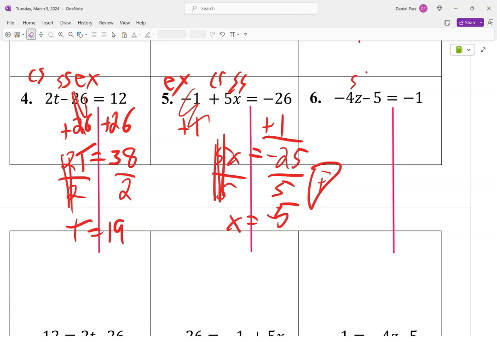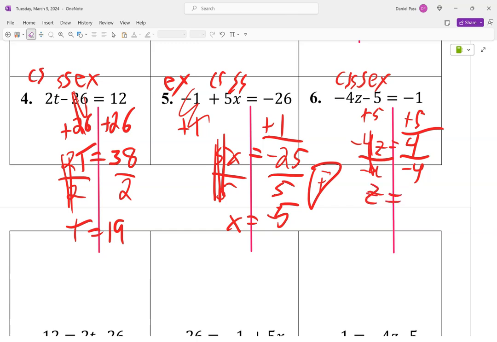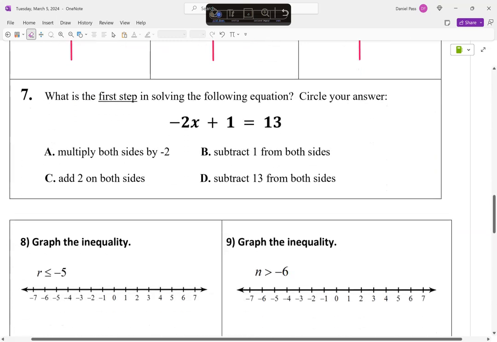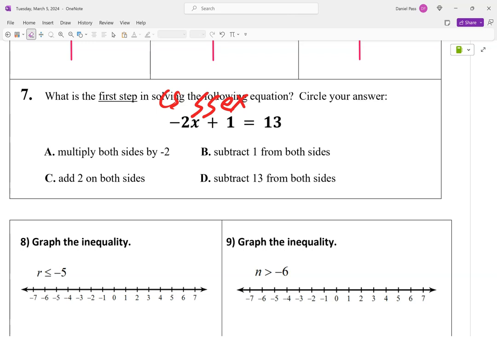I'm going to do this super quick because we're running out of time. Negative 4z is equal to positive 4. Okay. Z is equal to Dorito Man, negative 1. All right. Number 7, you're not there. What's the first step on this, everybody? Superstar, co-star, extra. What's the first step? Subtract 1. Yeah, subtract 1. It's the extra. Easy cheesy, right?